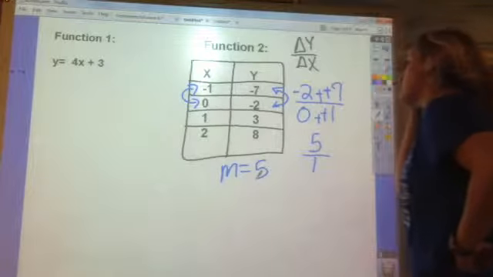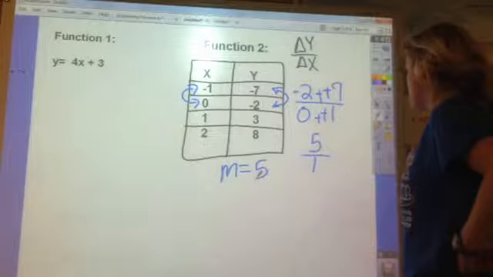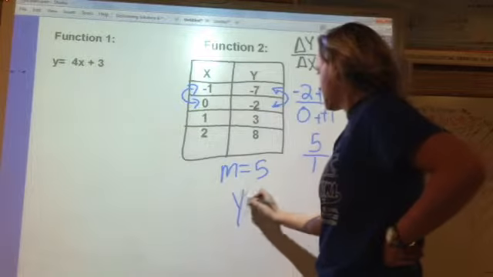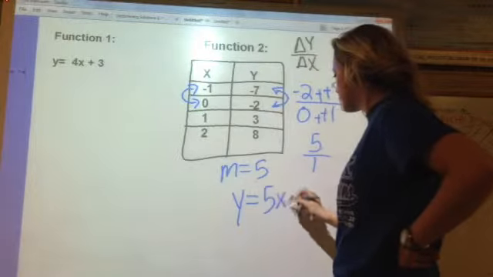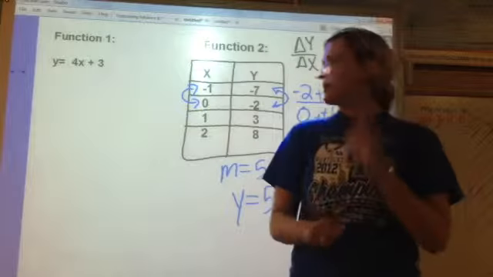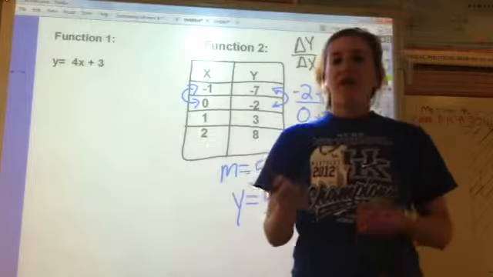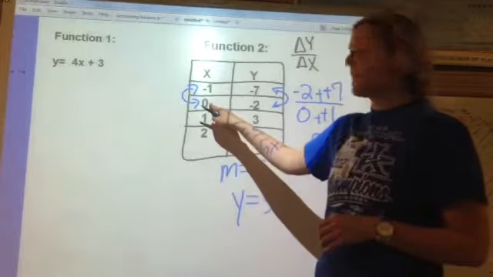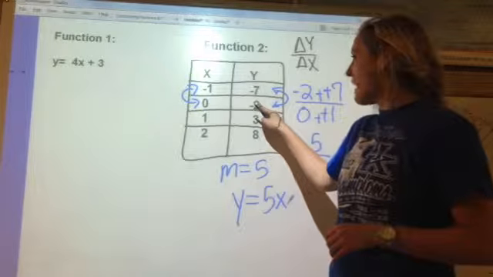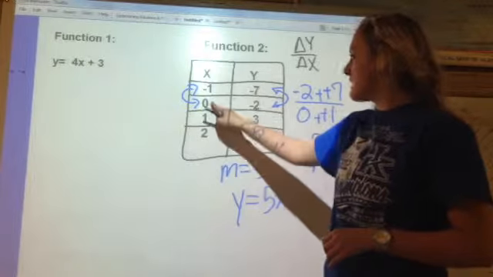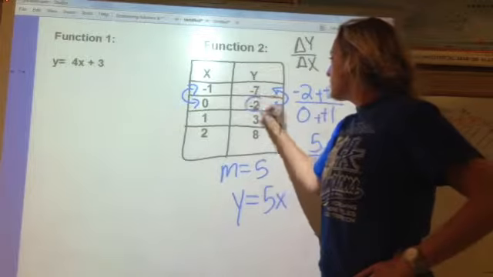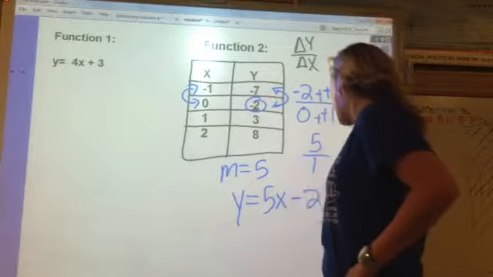Now, I have half of my equation. I need to figure out what my y-intercept is. So for half of my equation, I have 5x. Now, this is the part that some of us are still getting tripped up on. Wherever x is 0 on my table, the value of y is the y-intercept. So, boom, table. X is 0, that means -2 is my y-intercept.